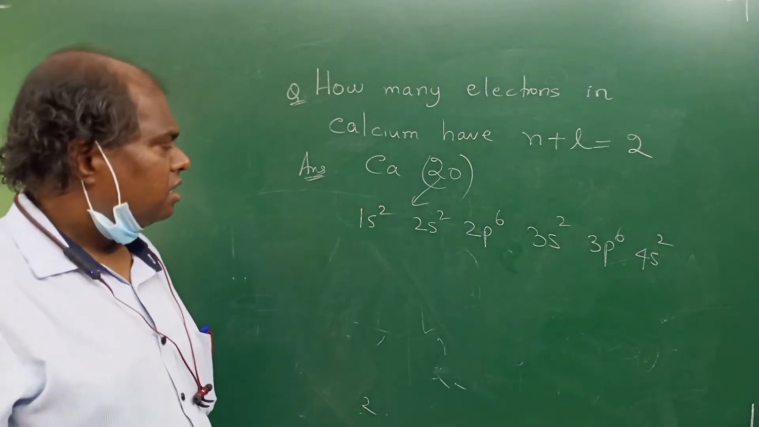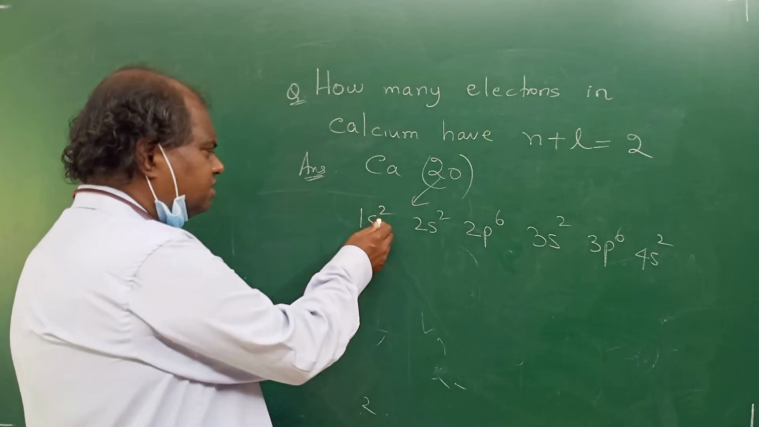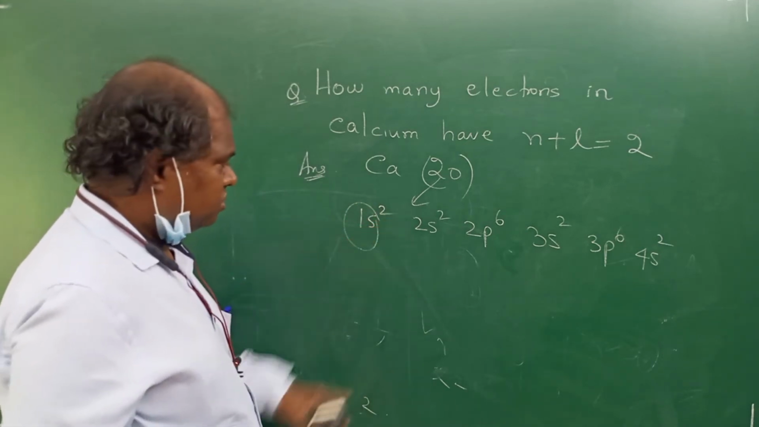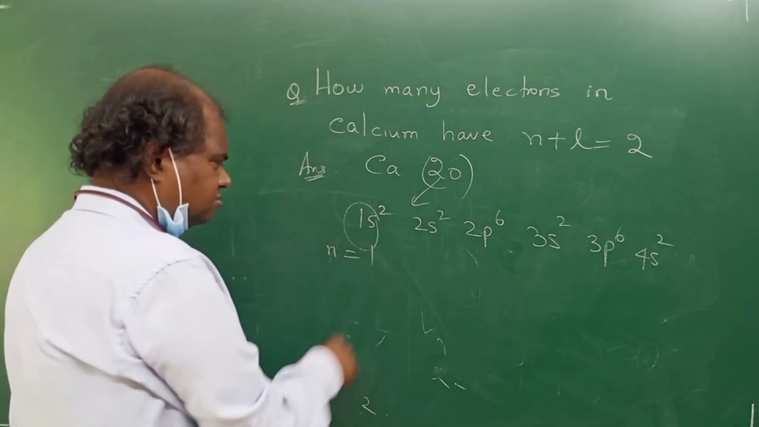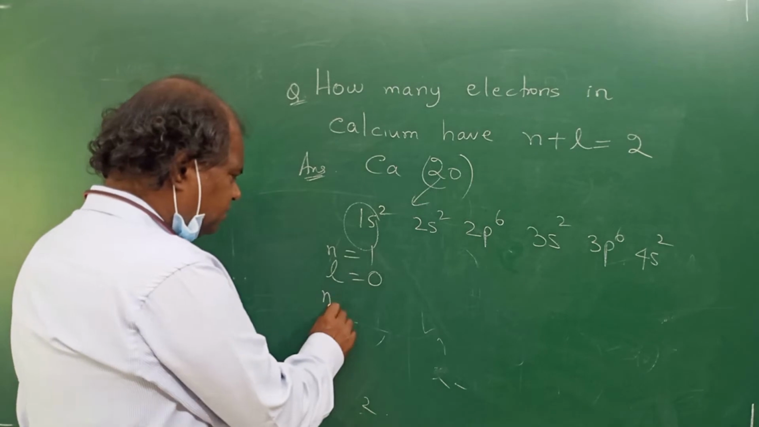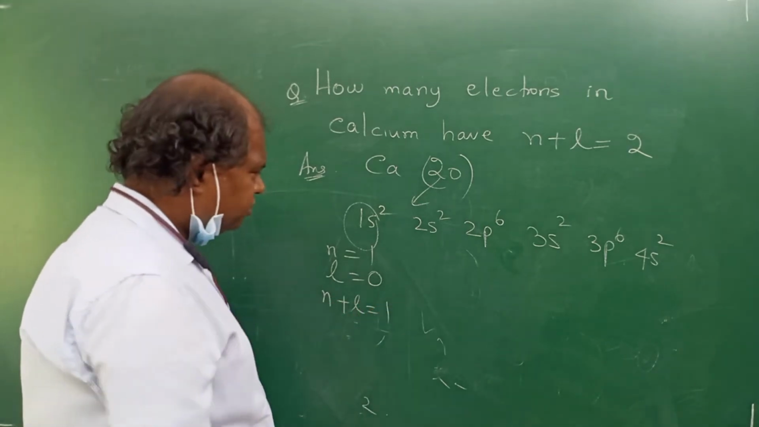Now you have to write the n plus L value for each one of them. Let's check what is the n plus L value for these two electrons. What is the n value? 1. What is the L value? 0. So what is n plus L for this? 1. Now for these two.